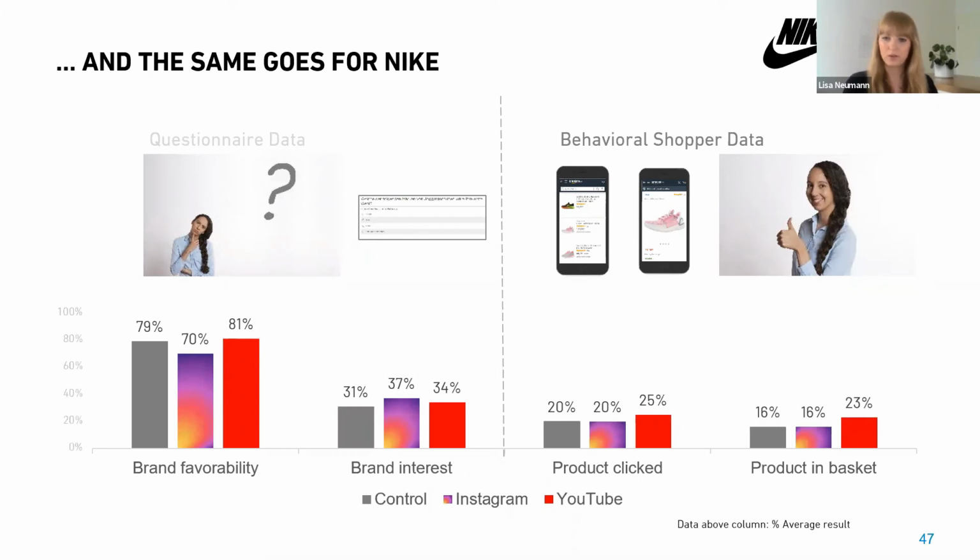When looking at the questionnaire data for Nike, we see again quite fuzzy results. Again, there are no great differences between Instagram and YouTube, but our behavioral data shows us again a clear result pattern. The Nike ad worked better on YouTube. So we can sum up that our behavioral data is much more sensitive than the questionnaire data, and this helps us create deeper insights about the ad effectiveness.